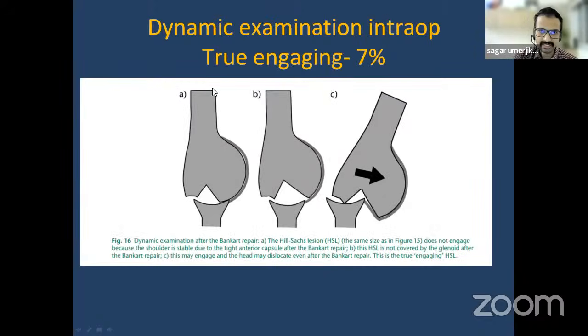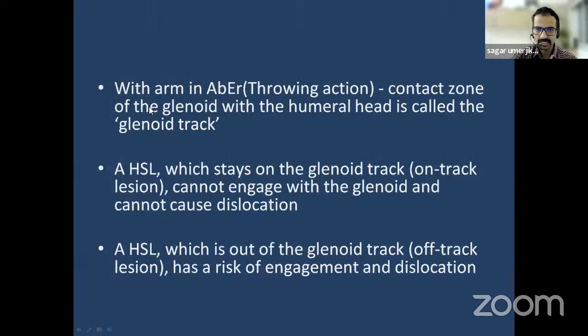So that dynamic examination has to be done ideally after the fixation of the Bankart lesion, not before the fixation. When we do a Bankart repair, after that we examine the patient to see whether it's getting engaged. Even after stabilizing the Bankart lesion, during extreme range of movements, if it's getting dislocated, it indicates that the defect in the humeral head is getting engaged with the glenoid. So that's called an engaging Hill-Sachs. So just a word on the Hill-Sachs lesion and the engaging lesions.